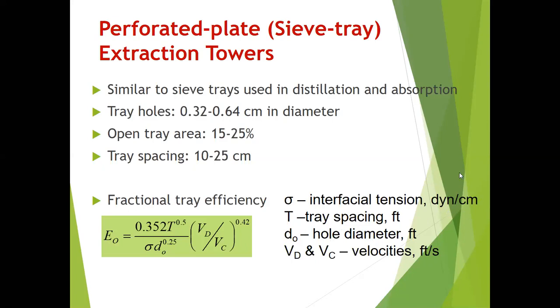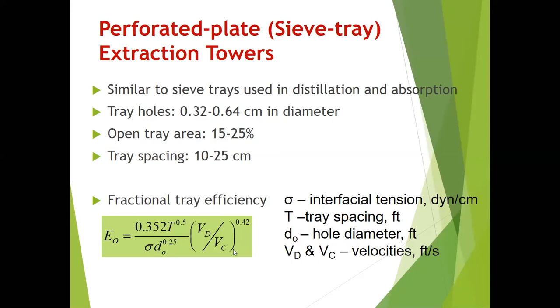And take note that since this is empirical, there's no need for you to make your units agree. You see here the units are in feet and feet per second, but it doesn't follow that you are to change the dyne per centimeter into pound mass feet per hour squared. It has to be as is because, as I've said, the formula is empirical. So whatever the stipulated units of your variables are, those should be followed.